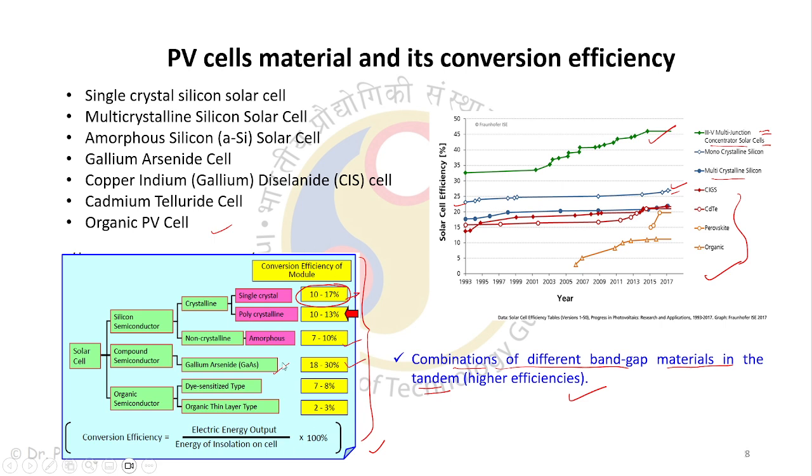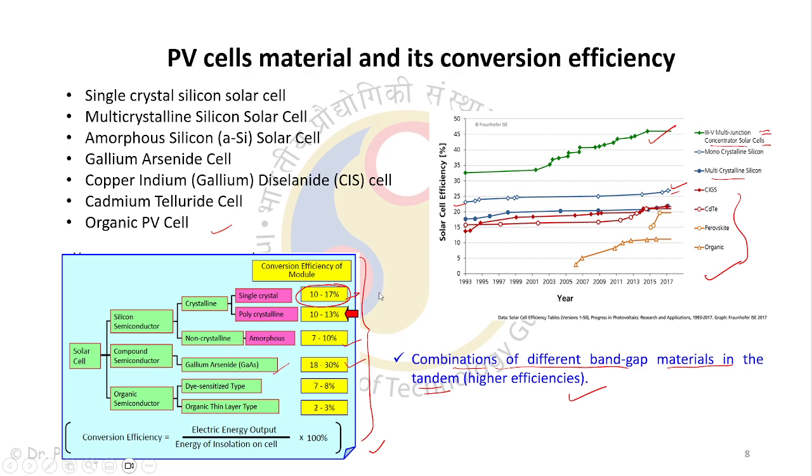What you have to have quite some knowledge or awareness about is what efficiency we are dealing with. Single crystalline has shown the maximum conversion efficiency. Single crystal silicon semiconductor solar cell is 10 to 17%, and polycrystalline is a little bit less. And then amorphous. Gallium arsenide, the compound semiconductor, shows 18 to 30% conversion efficiency.